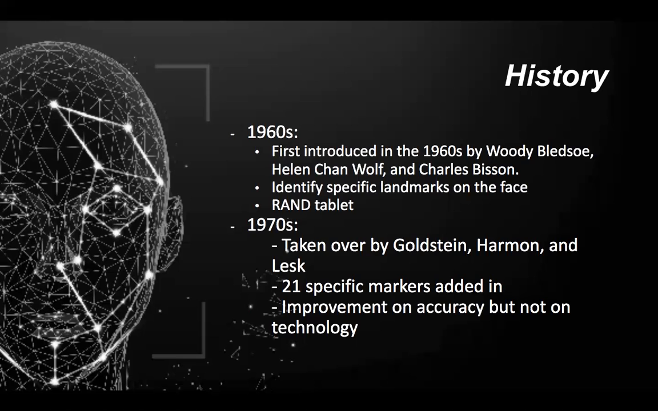This project was taken over by Goldstein, Harmon, and Lesk in the 1970s. They added in 21 landmark features that included hair colors and lip thickness. These still had to be manually computed. Although it required a lot of labor, it had better accuracy than the RAND tablet.